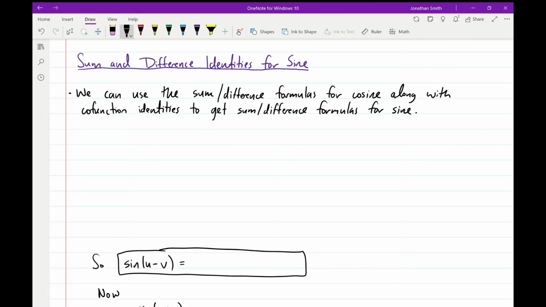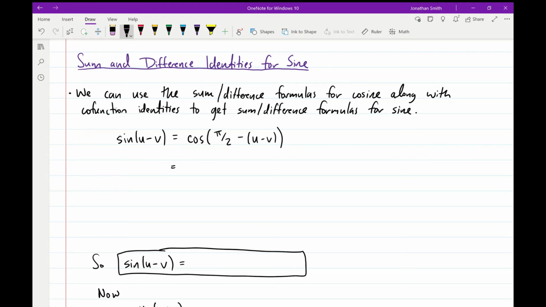And fortunately, we don't have to work as hard for these identities as we did for the cosine identities, because we can use the cosine identities as well as the cofunction identities to derive these identities for the difference and sum of sine. All right, so let's look at sine of u minus v, and we want to get some kind of identity that we can put on the right-hand side of this equation here. The first thing is that sine of u minus v has to be equal to cosine of pi over 2 minus (u minus v). So this is one of the cofunction identities that we have.